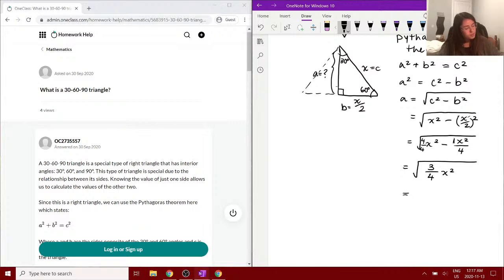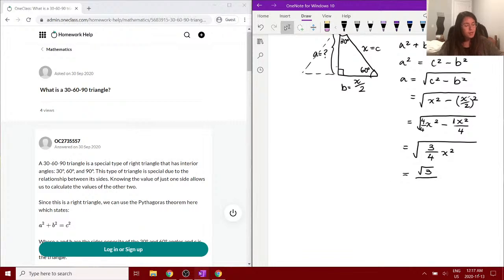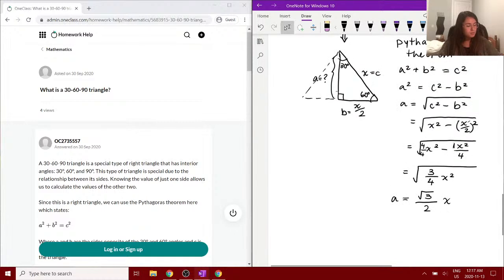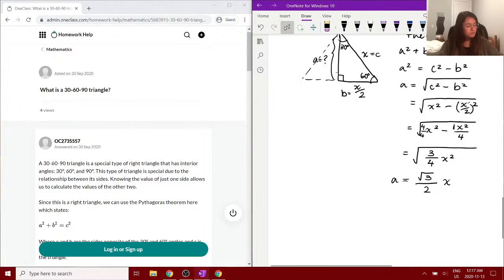And then if we apply the square root, you can't take the square root of 3 without getting rid of the integer. So we'll just leave it as the square root of 3. But the square root of 4 is just 2, and the square root of x squared is just x. So we get that side A is equal to square root 3 over 2 x.